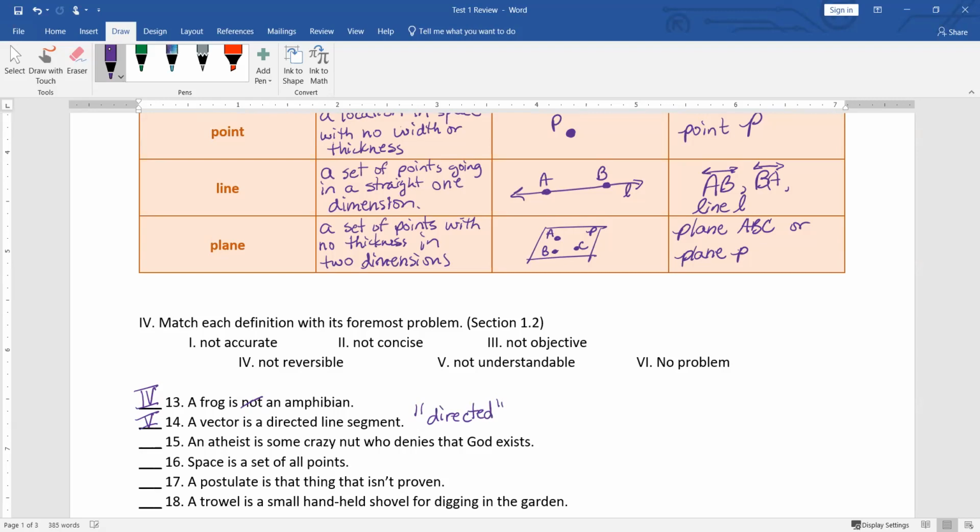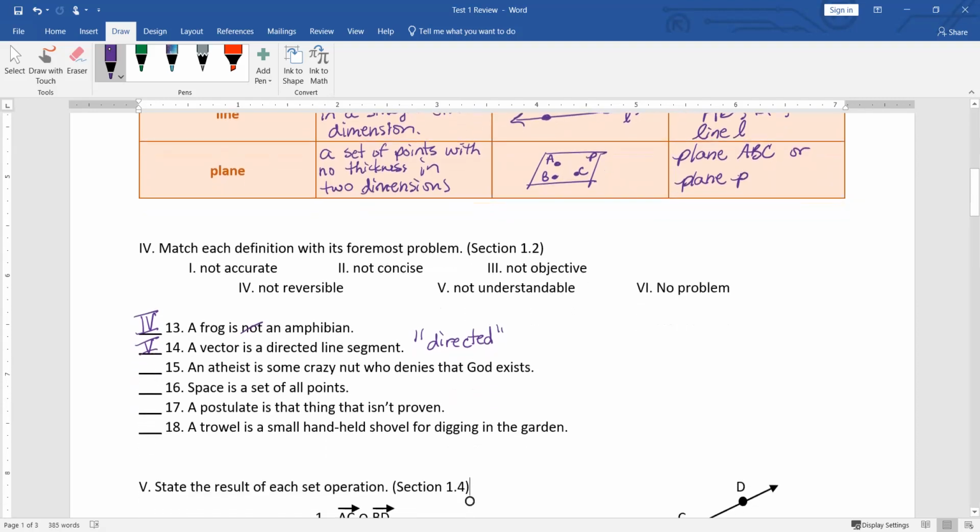So it's using terms that you would then have to turn around and look up in order to find the definition of the word that you're being told the definition of. So that is when you have a term that is not understandable. It needs to use language you've already been taught or you're understood to know.